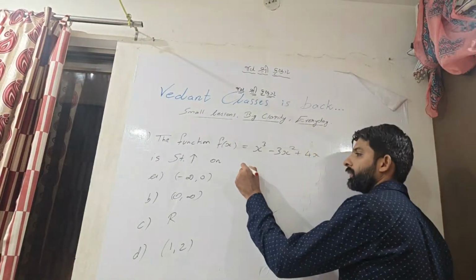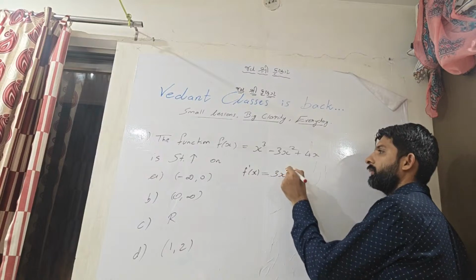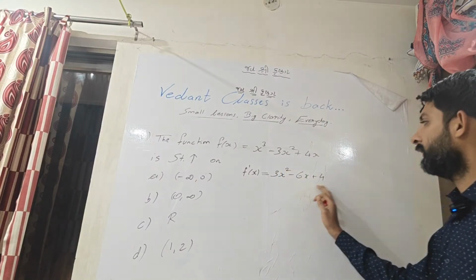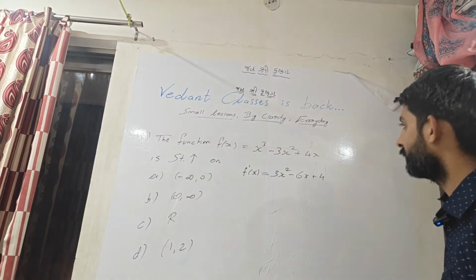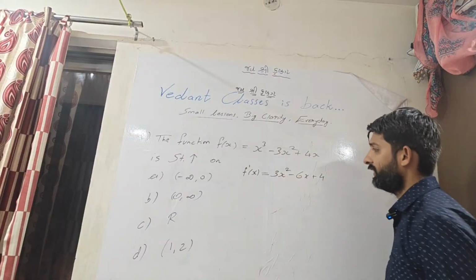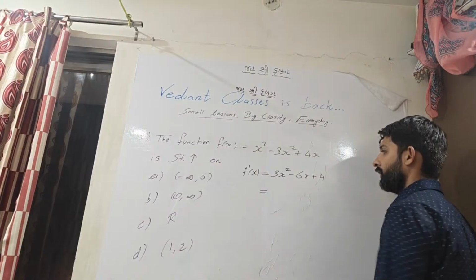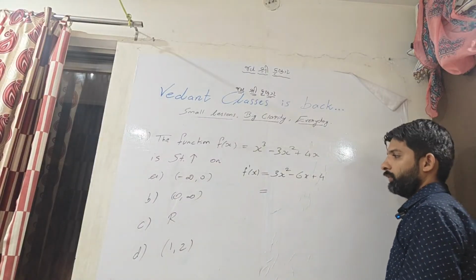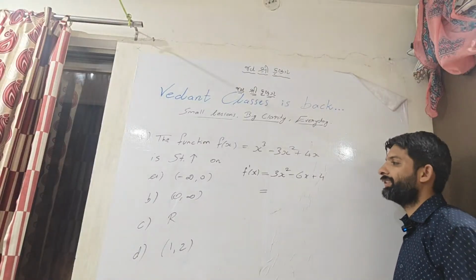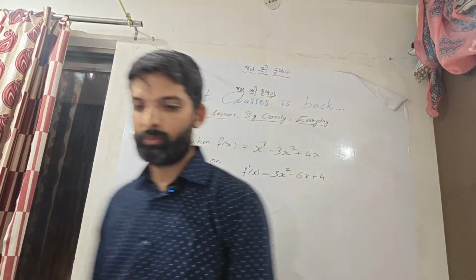Let's see. F dash of x will be 3x square minus 6x plus 4. Now we can factorize it. 3 fours are 12 and minus, plus. Rather, we can make a completing square equation also. That is also a possible case.